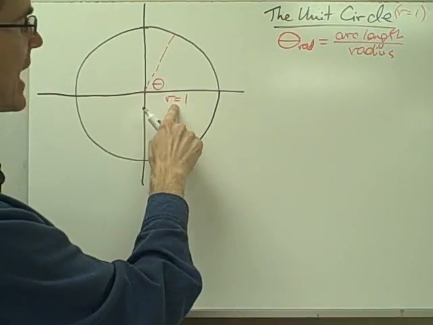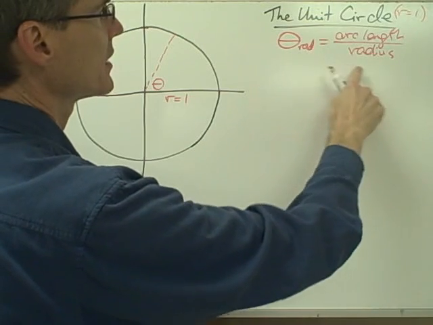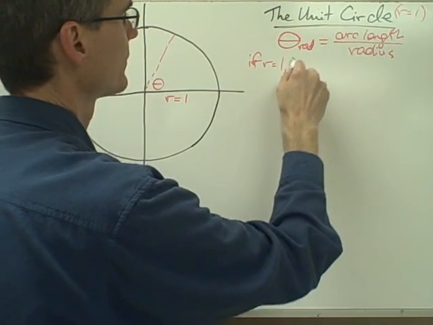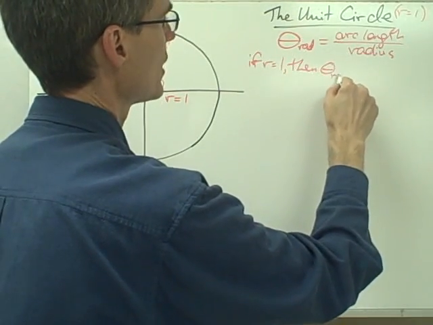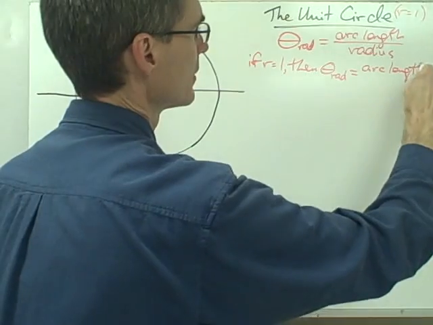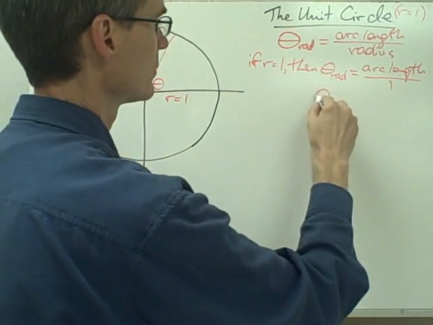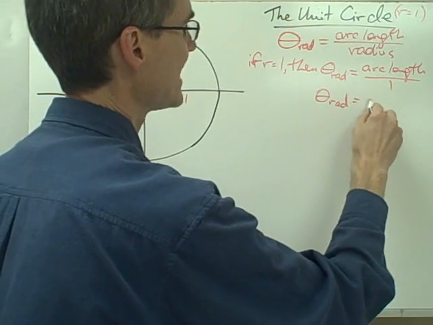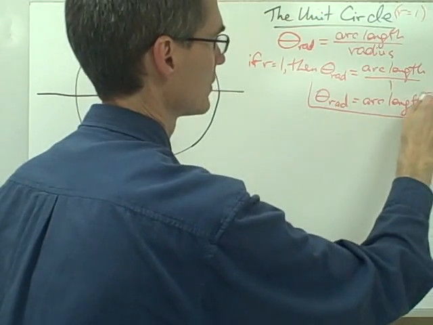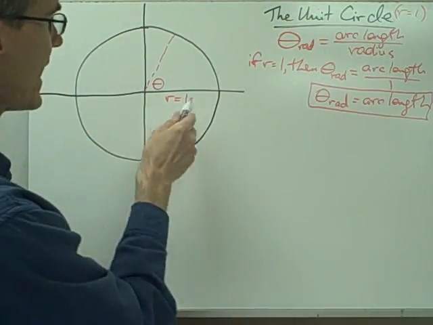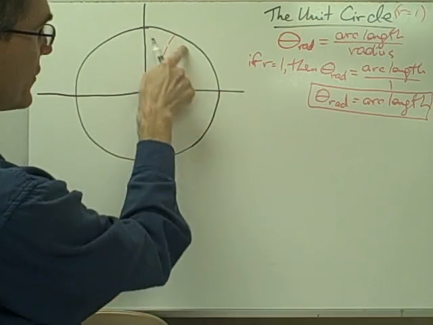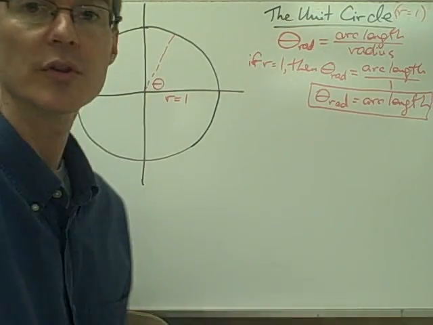If the radius of my circle happens to be equal to 1, notice what happens to this equation. If the radius equals 1, then the measure of my angle in radians becomes arc length divided by 1, or the measure of the angle in radians is equal to the arc length. So now, if I want to know the measure of this angle right here, if I just know what the length of that arc is, that's going to be equal to the measure of that angle in radians.